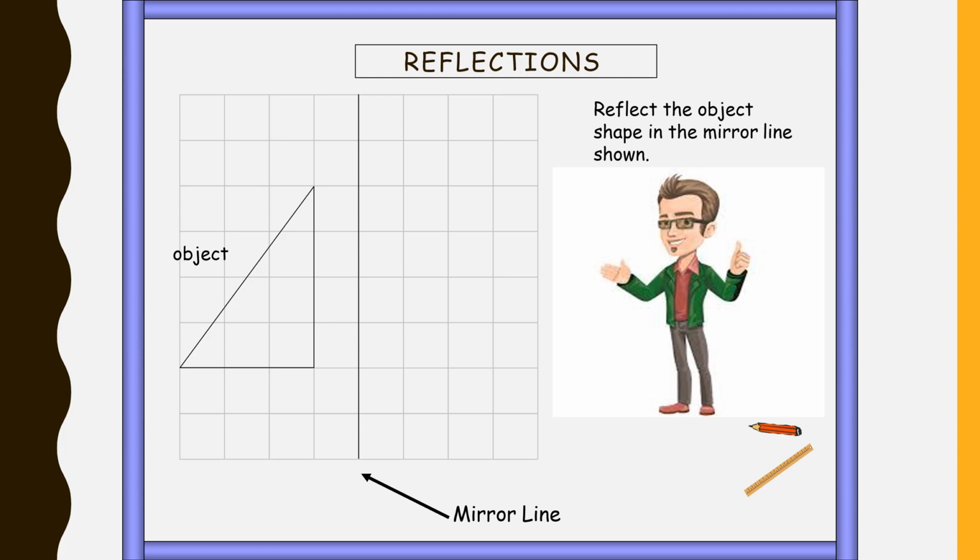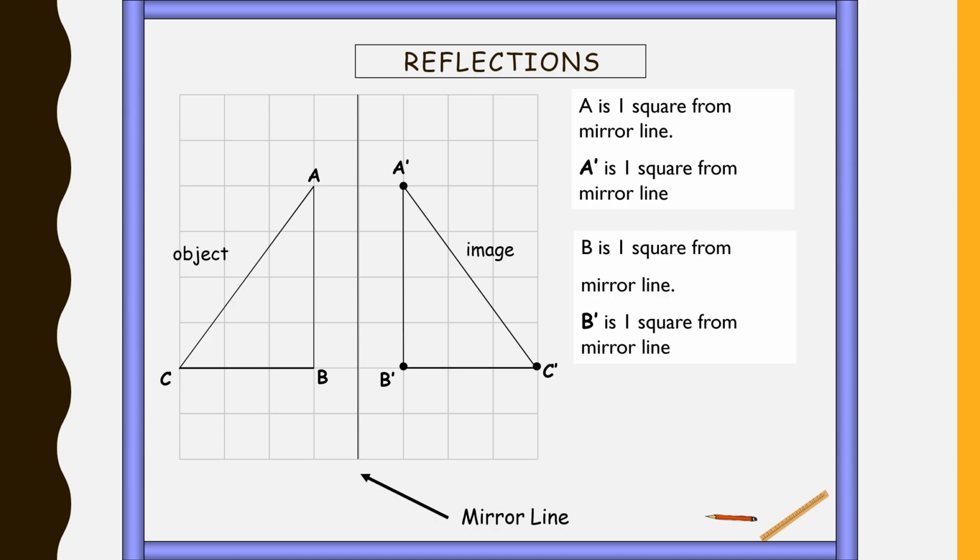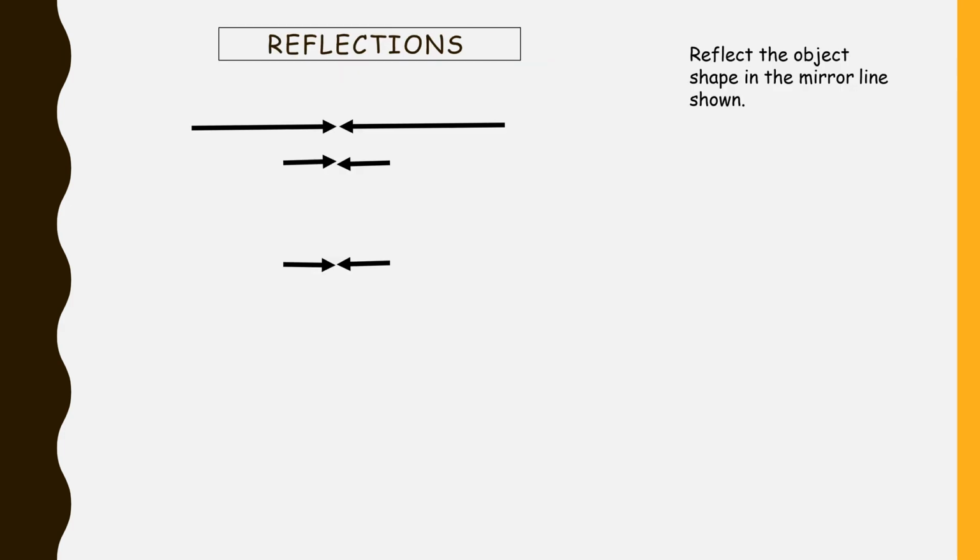Here's another one. We want to reflect the object shape in the mirror line shown. So we have a triangle, that's the object. If you reflect in the mirror line, you get something like this. We discover that the two vertices are 1 square away from the mirror line, and the other vertex is 4 squares away from the mirror line. So the same distance from the mirror line for the object and the image.